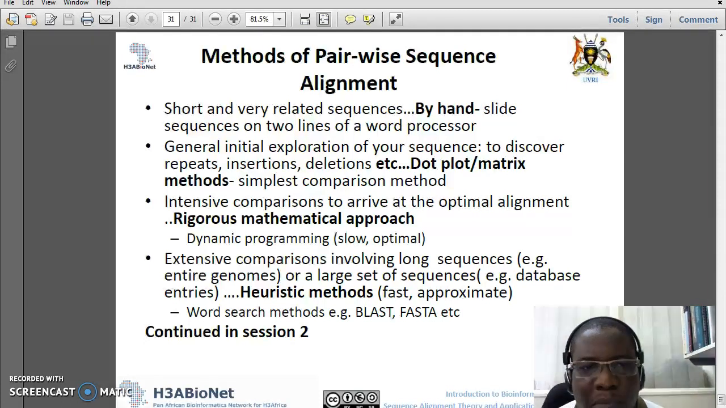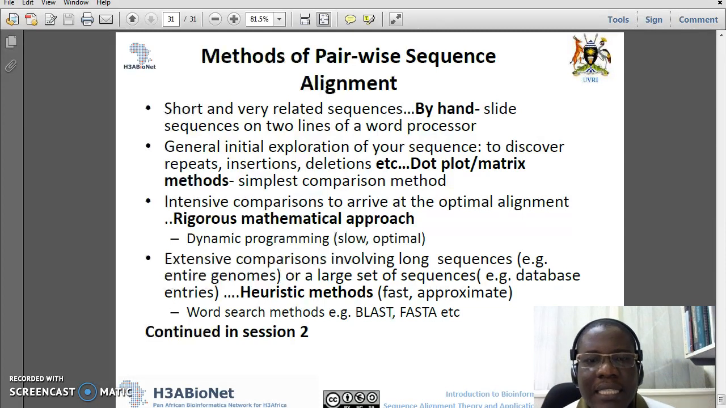If you want to do more intensive comparisons to arrive at the best alignment that can be attained, you have to consider a rigorous mathematical approach, and there are dynamic programming methods for this. Of course, they're slow, but they guarantee to give you an optimal alignment.